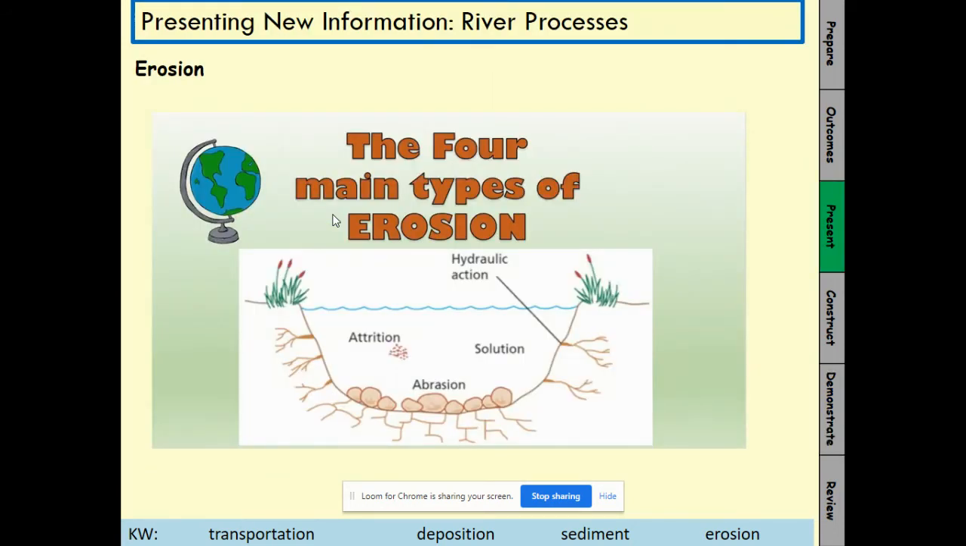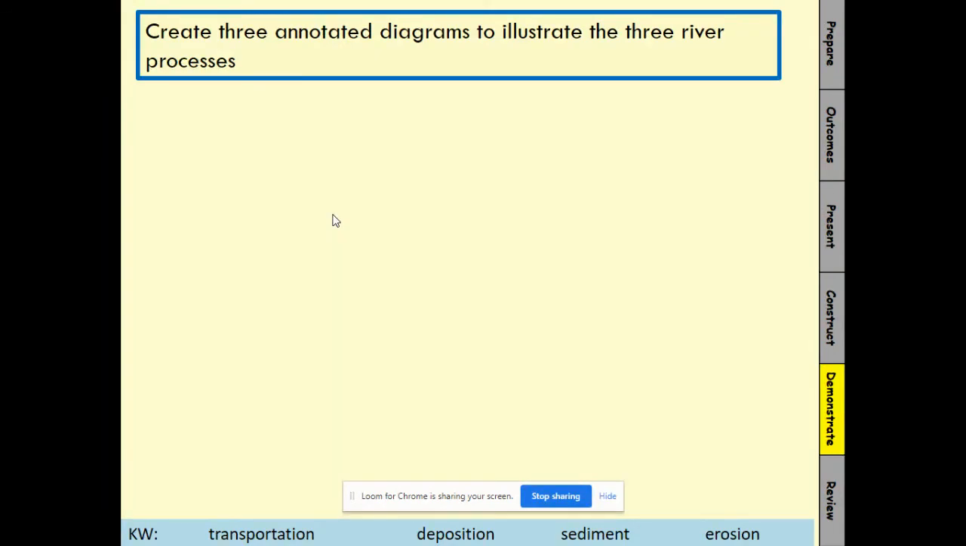Okay, the next bit really is just to talk through river processes. You may want to have a pen and paper handy, but by the end of this, you are going to be creating 3 annotated diagrams to illustrate the 3 river processes. And I've put some links up if you want further research. If my explanation is not that great, you'll have some YouTube videos if you want further research on these processes.